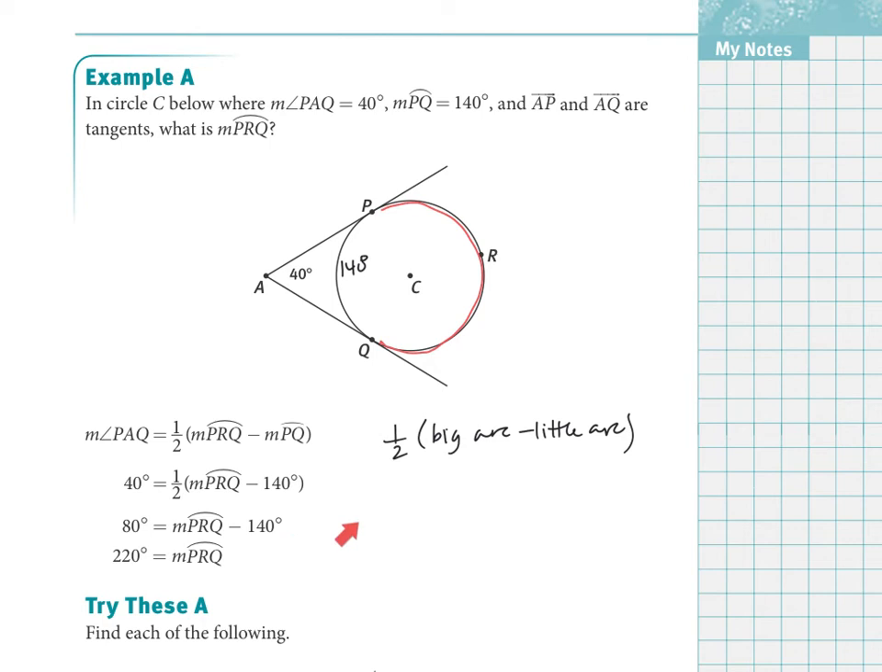Now you could always double check by inputting it into here, and when I subtract it and divide it by 1/2, I should get the measure of angle PAQ. So that's how we're going to apply this idea.